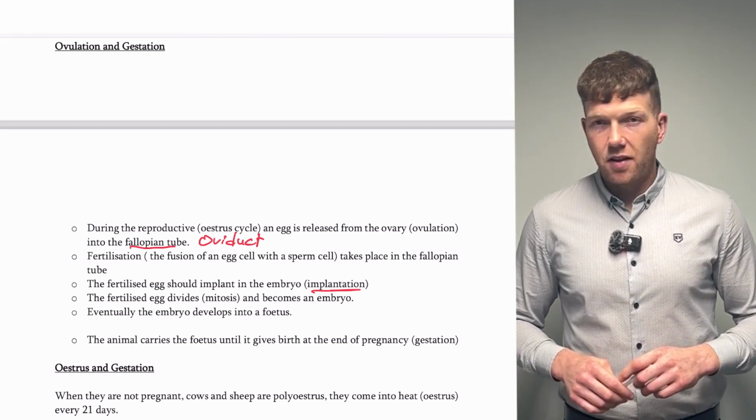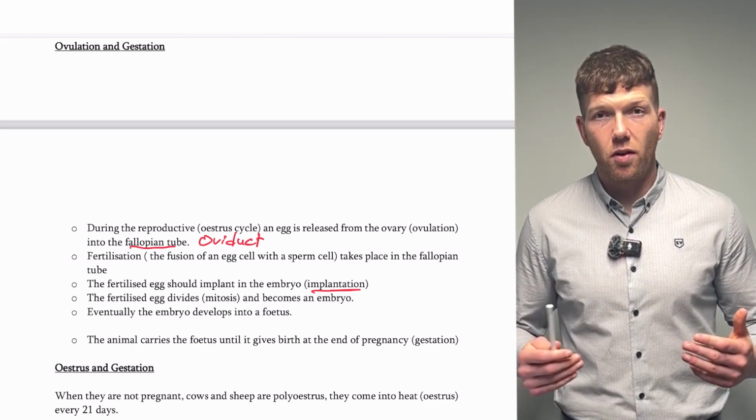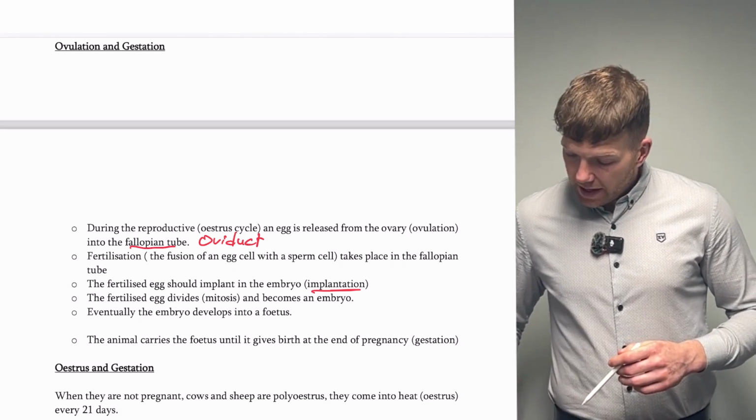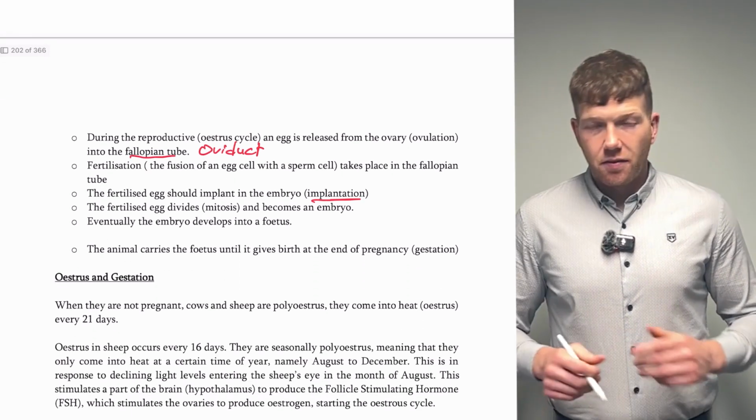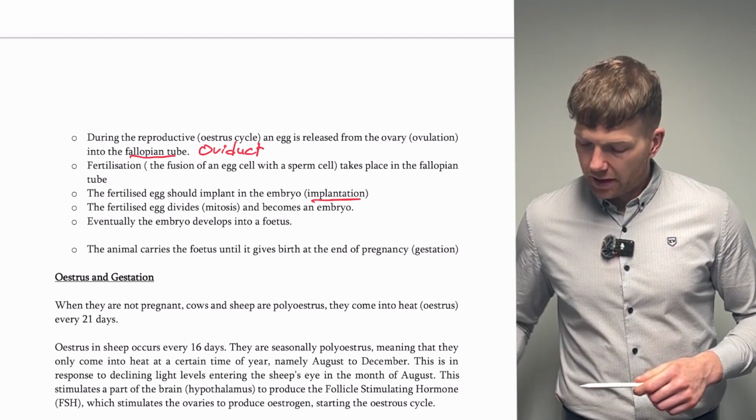Eventually, the embryo develops into the fetus, but before that, it implants itself into the uterus. The uterus is another word for a womb. The animal carries the fetus until it gives birth: 283 days for a cow.